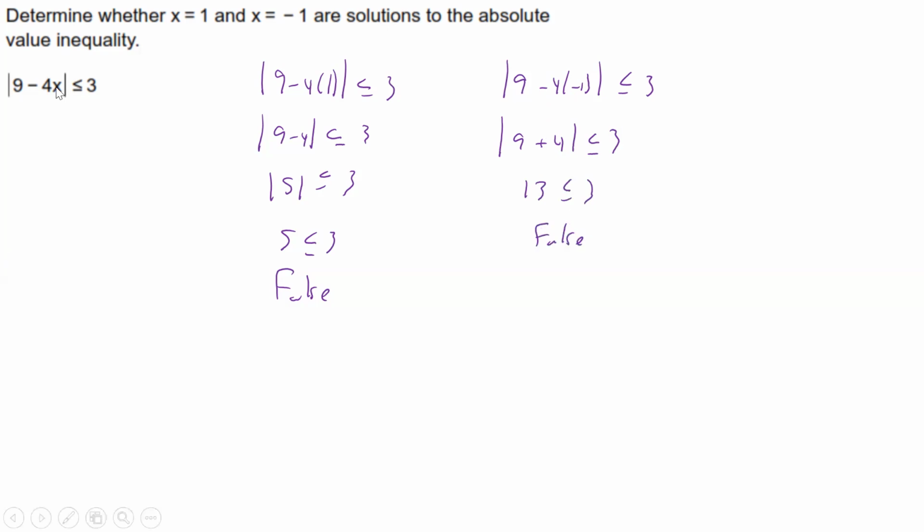Okay, so 1 is not going to work, and a minus 1 also is not going to work here. So neither one of those work here. Let's try the next one.